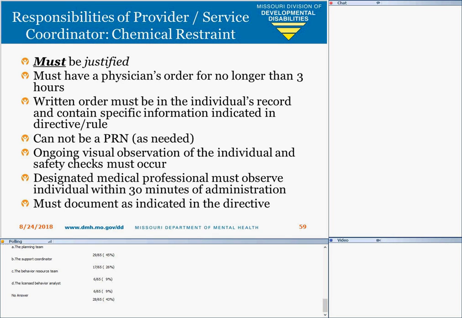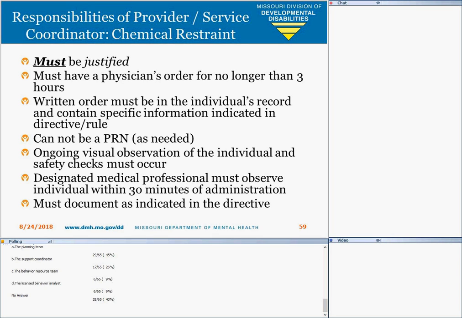It is ordered within the time frame of the need. So they are currently about to exhibit some potentially dangerous behavior. The physician has to order it at that time. The order must be in the individual's record and contain specific information indicated in the directive. So why you would need it, all the things you need to do to monitor it. So again, it cannot be a PRN. If it's going to be a chemical restraint, it cannot be a PRN.